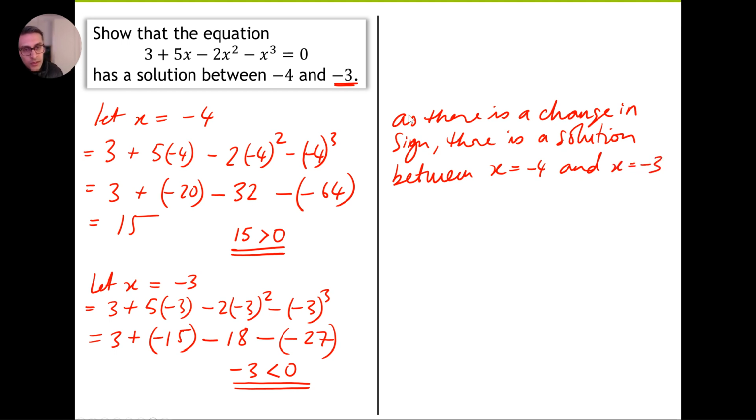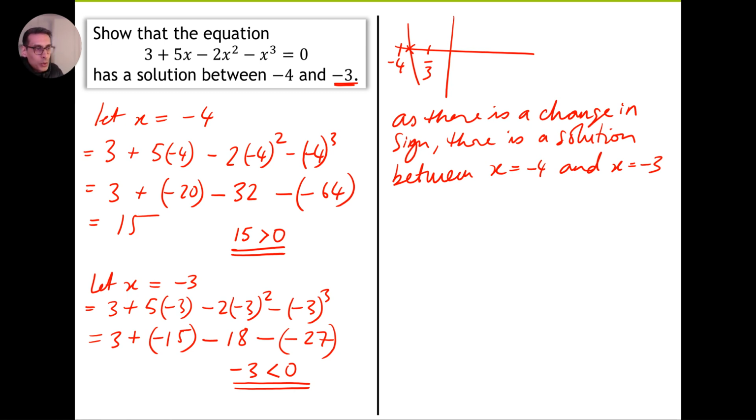So if you were to plot this graph of 3 plus 5x minus 2x squared minus x cubed, then on the graph, somewhere between -4 and -3, the graph would cross the axis. So it might, for example, look like that. It might be the other way around, but either way it crosses through 0 at some point between -4 and -3.